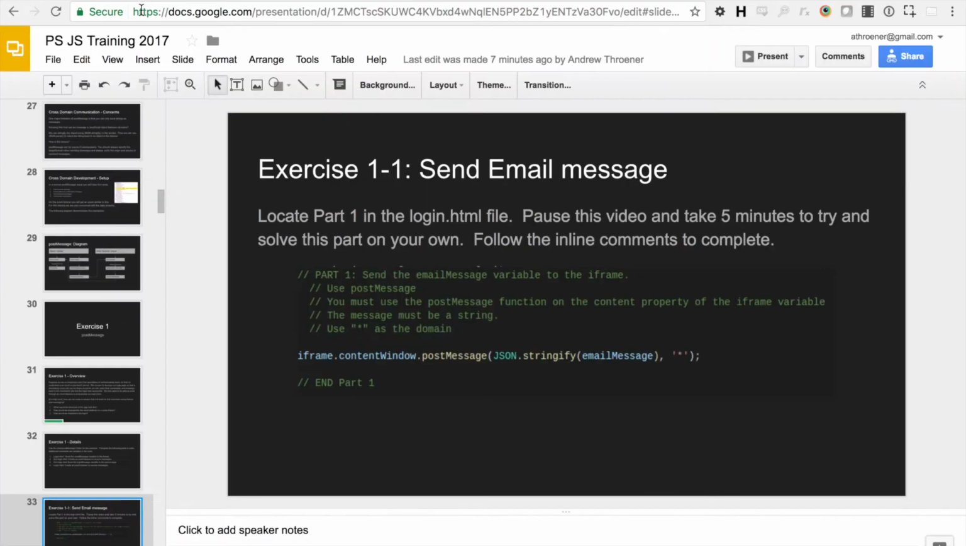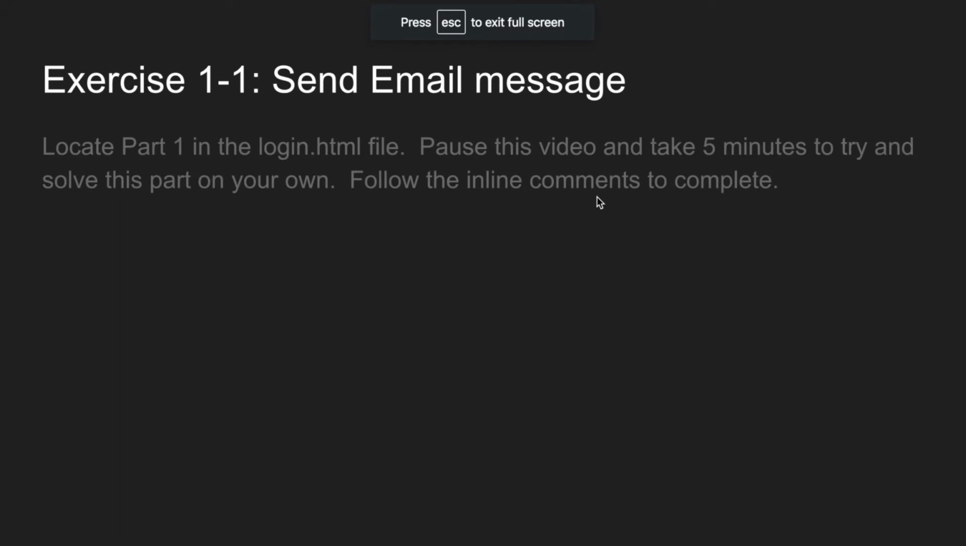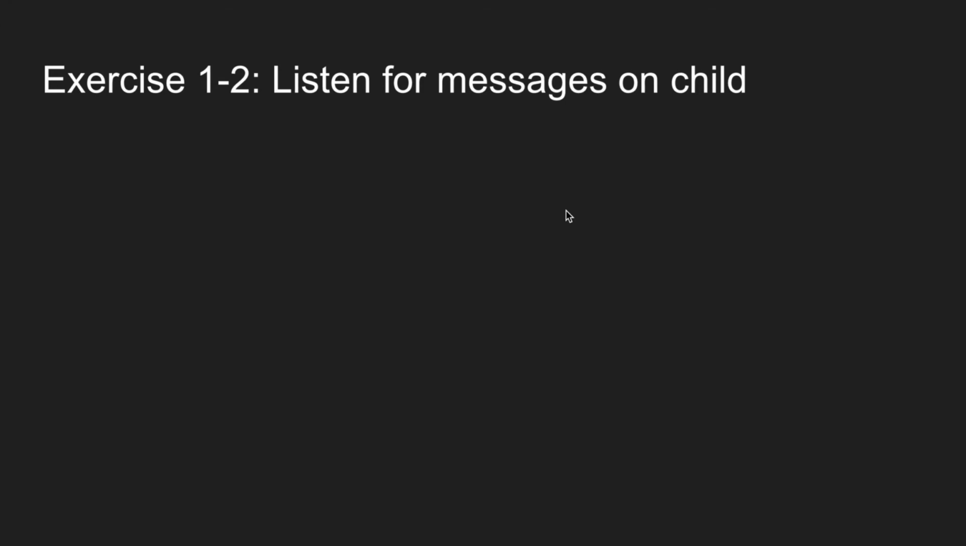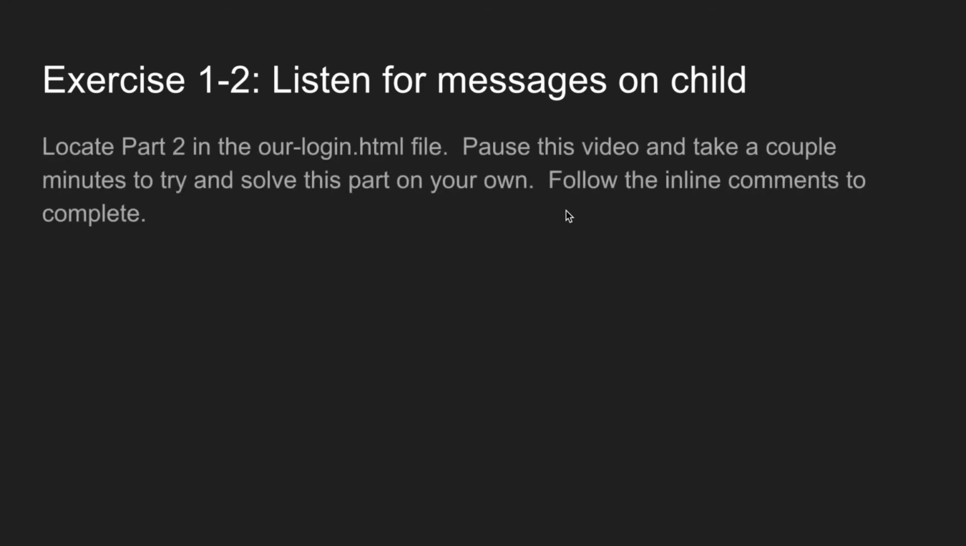And return to our presentation here. And you'll see that that is how the first part of the exercise is solved. Now we're going to move on to the second part of the exercise, which is listening for messages on the child. So we want to locate part 2 in the rlogin.html file, and we want to pause the video and take a couple minutes to try and solve this part on your own. Follow the inline comments to complete.